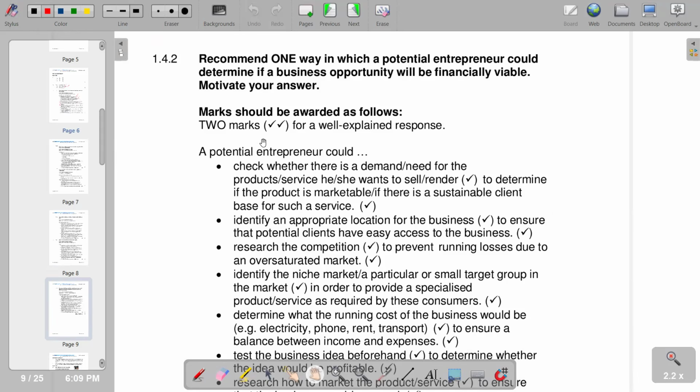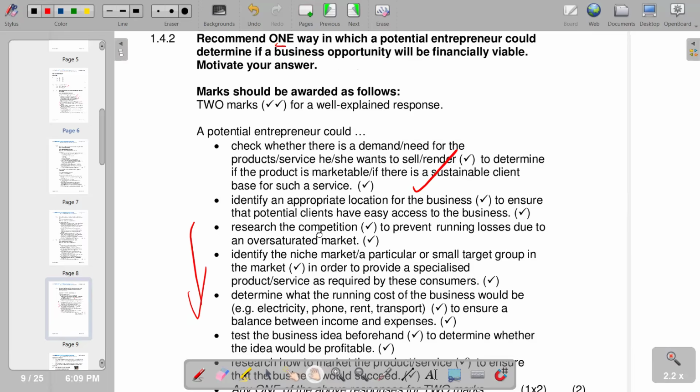Then move on to 1.4.2, which says, recommend one way in which a potential entrepreneur could determine if a business opportunity will be financially viable. Motivate your answer. A potential entrepreneur could check whether there is demand or need for the products or service he or she wants to sell or render to determine if the product is marketable or if there is a sustainable client base for such a service. That can also be a point that we can include. Of course, the question requires one point, as it says one way. We have other points that we can also include that are correct.